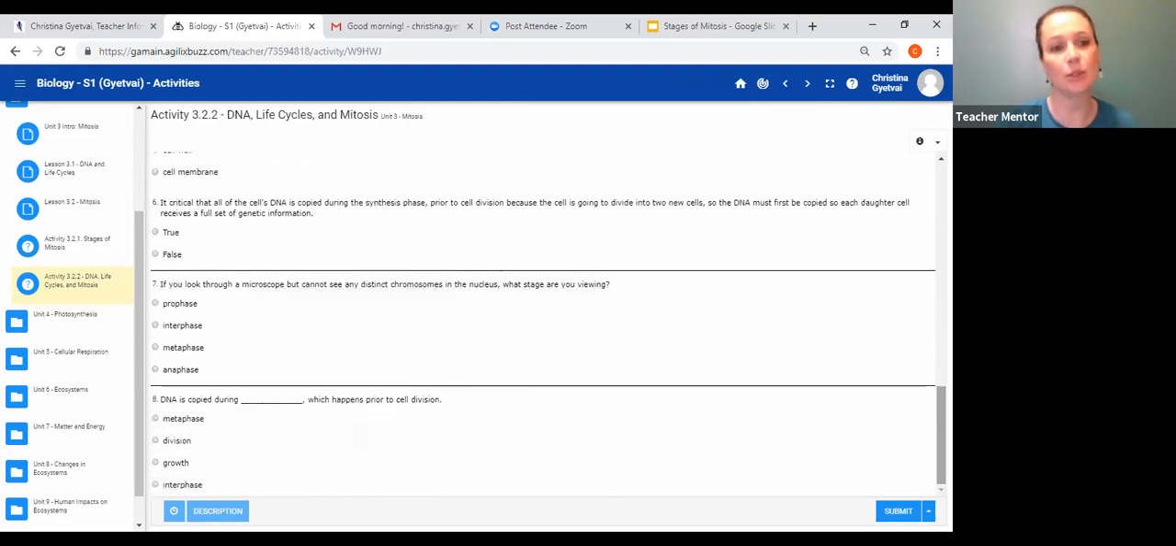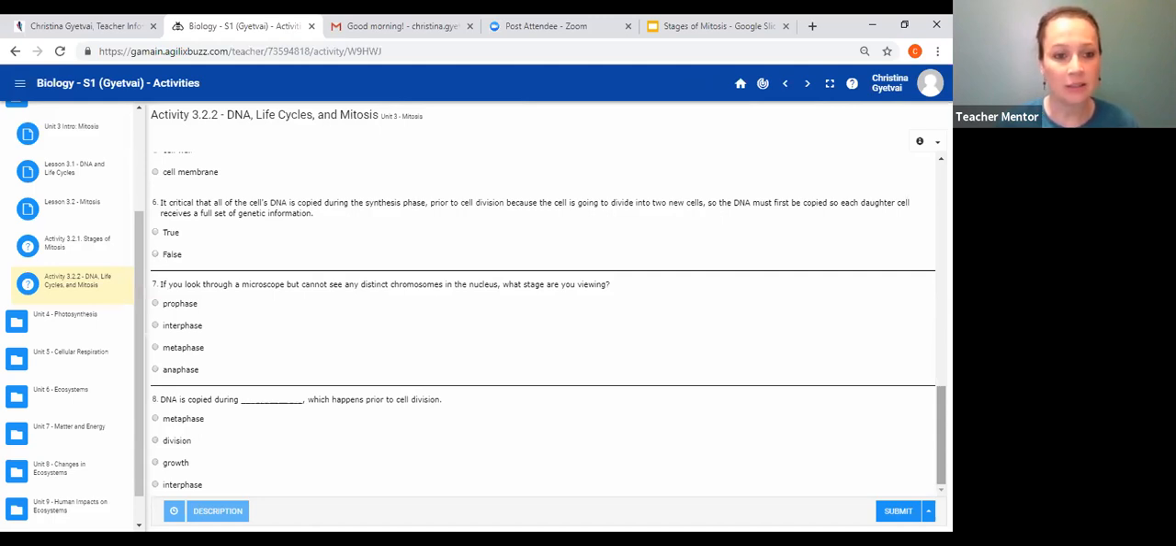All right, number 6, it is critical that all of the cells' DNA is copied during the synthesis phase prior to cell division because the cell is going to divide into 2 new cells. So the DNA must first be copied so each daughter cell receives a full set of genetic information. Would that be true or false? That is definitely going to be true. We really want each daughter cell to have the exact set, an exact copy of genetic information.